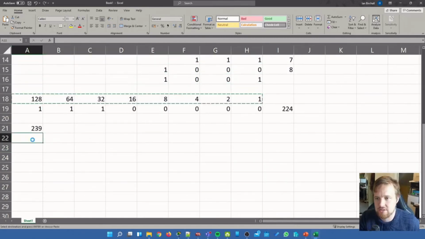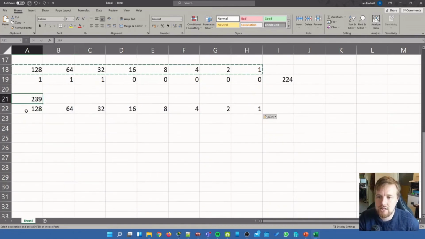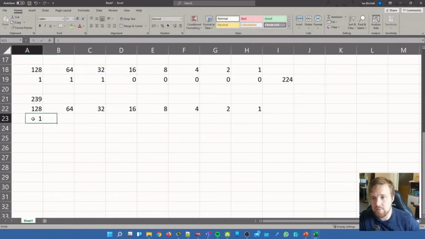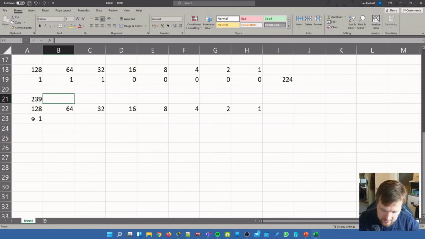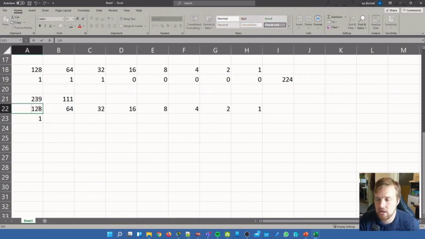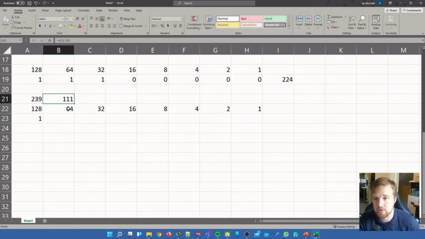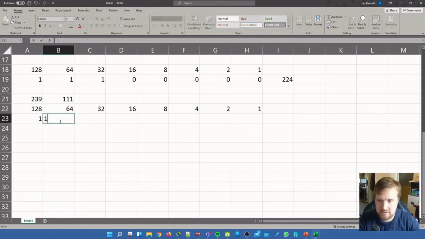And what you want to do is ask yourself the question, does 128 fit into 239? The answer is yes to that. So there we go. Then what I want to do is say, well, what is 239 minus the 128 that I've just taken from it? Now when I subtract 128 from 239, I'm left with 111, and I ask the same question: does 64 fit into this 111? Yes, it does. Fantastic. So I'll turn that into 1.